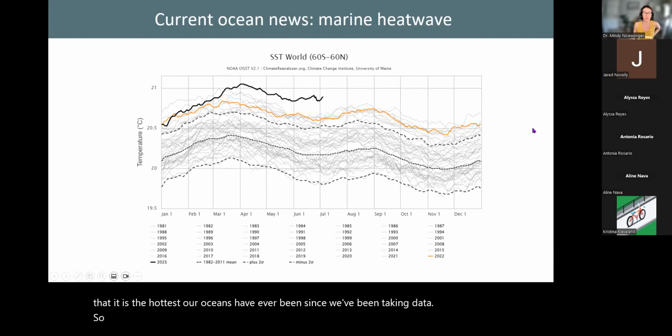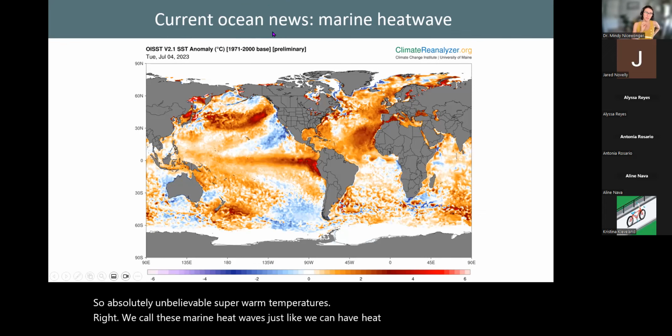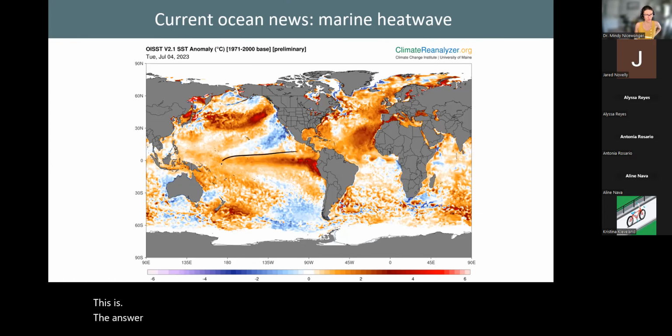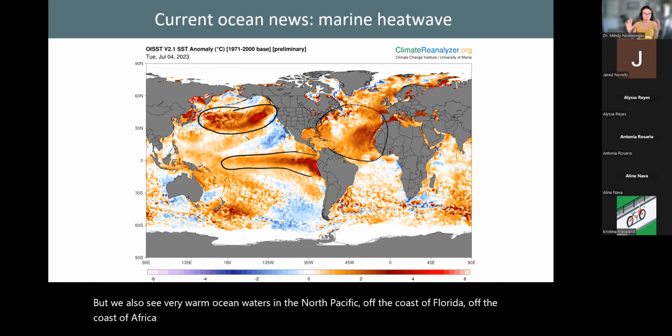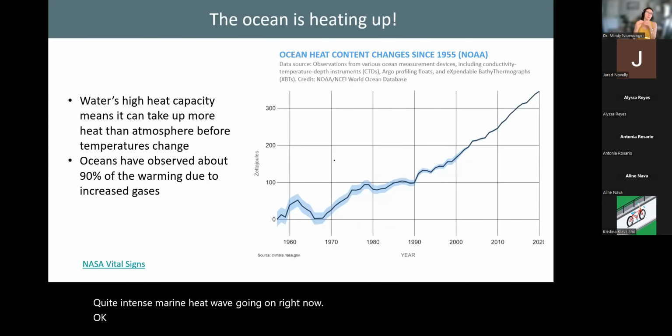So absolutely unbelievable, super warm temperatures, right? We call these marine heat waves. Just like we can have heat waves on land, we have heat waves in the ocean. So again, here, this is the ENSO, El Nino situation, but we also see very warm ocean waters in the North Pacific, off the coast of Florida, off the coast of Africa, quite an intense marine heat wave going on right now. Okay, so the ocean is heating up.